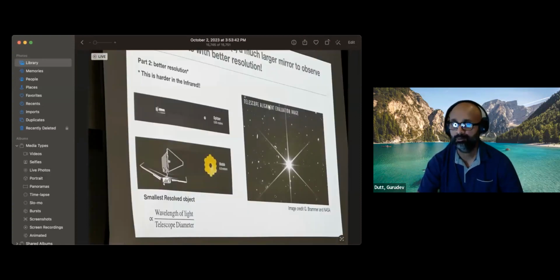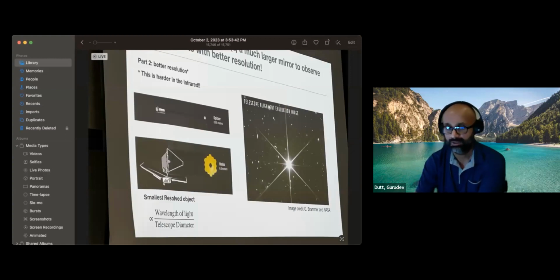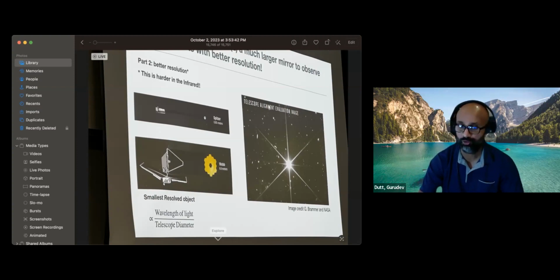This is just another picture comparing James Webb and Spitzer, and James Webb and Hubble. The other important thing, which I won't be talking about for quite a few more lectures, comes from wave optics: the smallest resolved object of a telescope depends on the wavelength of light divided by the telescope diameter. We've talked a little about something similar in terms of depth of field, which goes as one over the diameter. There's a similar argument for why the smallest resolved object depends on the wavelength of light divided by telescope diameter.